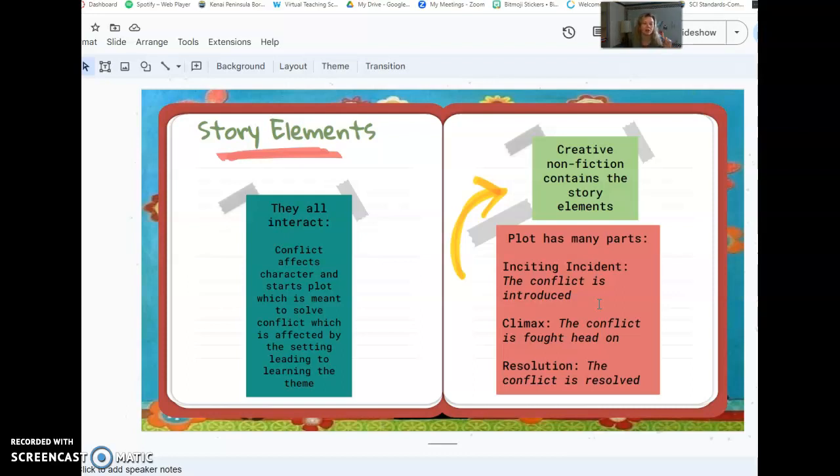Inciting incident is when the conflict is introduced and the character then has to start going through this process of solving the conflict. That's the inciting incident. Climax is generally the most exciting part of the story, but not always. But it is when the conflict is fought head on. So if the characters are literally fighting a monster and they're trying to run away from the monster, the climax would be when the monster found them and they have to conquer the monster. And then resolution is when the conflict is solved. It's resolved and they sort of return back to a normal part of life. So those are the 3 questions there.